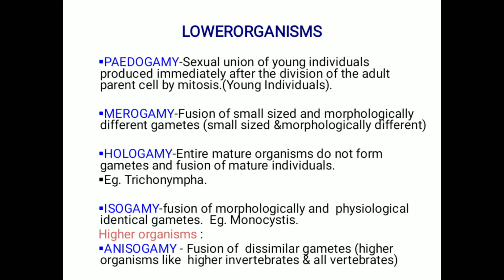Fourth one, isogamy: fusion of morphologically and physiologically identical gametes. Example: Monocystis. In higher organisms we can see anisogamy, fusion of dissimilar gametes. Example: higher organisms like higher invertebrates and all vertebrates.